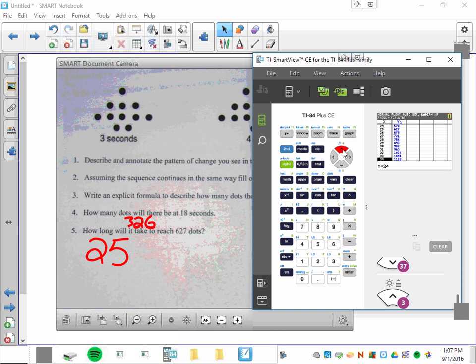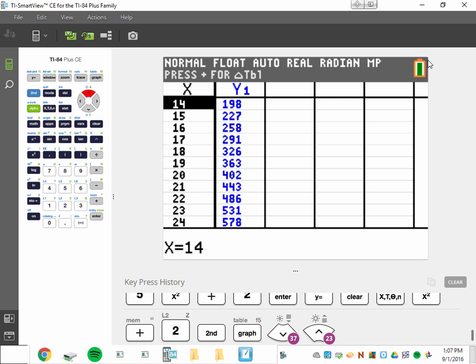Maybe I've gone too far. Come back. So 25, 627. Right? Maybe I can make that a little bit bigger for you. So when x is 25, y is 627. So that's a good way to find y values in the future. Or if you're looking for some sort of range, you can type the function in and then just use your calculator to find what you're looking for.